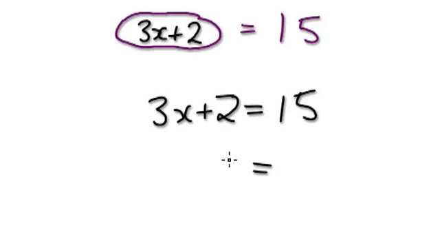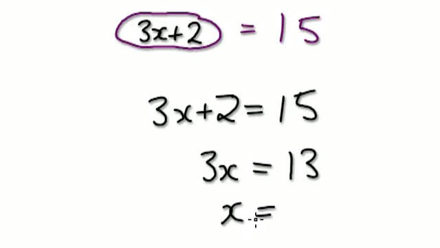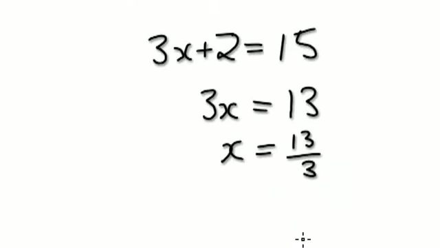Now, inside your mind, take away 2 from both sides. You will have this, and on the right hand side, 15 take away 2 would be 13. Then inside your mind, divide both sides by 3. So this would be x, and this would be 13 over 3. Have a quick glance. It doesn't simplify, so that would be your final answer.